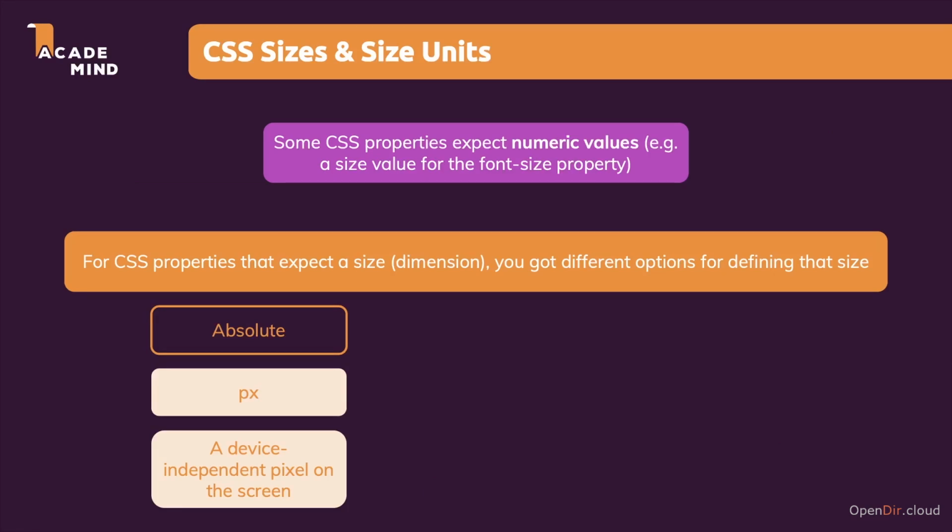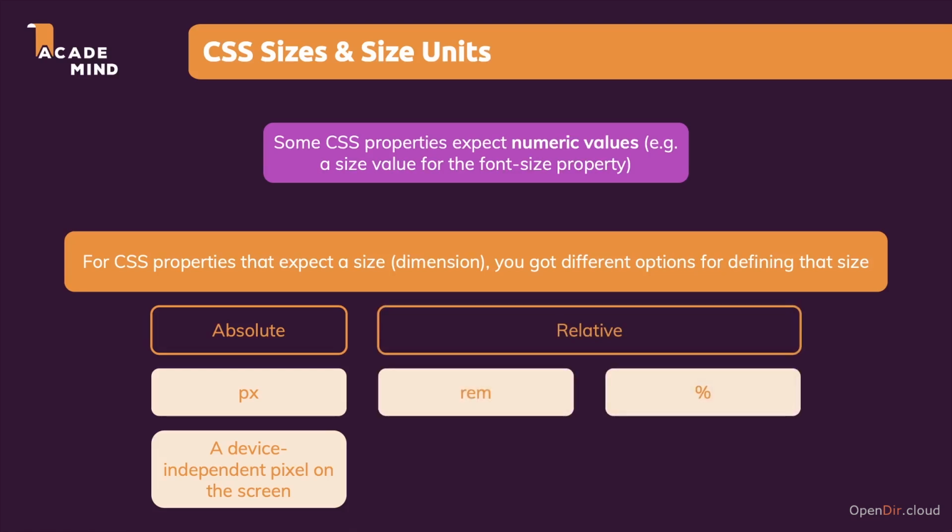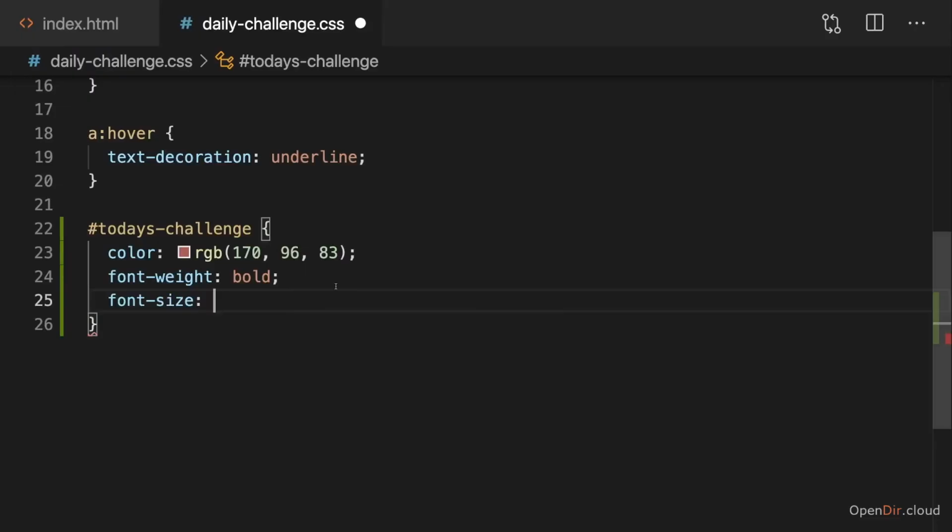Absolute because it's not relative to something besides the device resolution maybe, but it doesn't dynamically grow or shrink inside of the website. It only depends on the device, but not, for example, on the screen width or anything like this. For that, we would also have relative units which we can use, rem and percentage, and we're going to come back to that later in the course when we need them, but for the font size here, using pixels sounds good. And I'll set this today's challenge font size to, let's say, 52 pixels now.